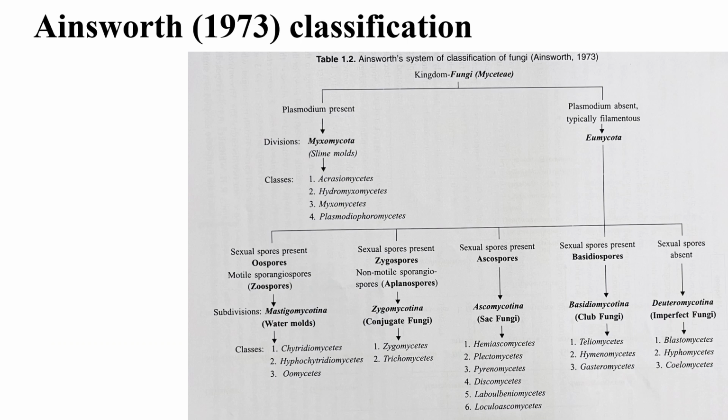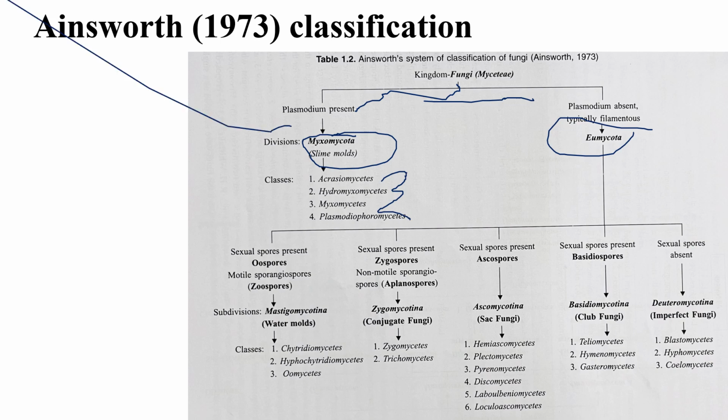Ainsworth further improved the previous classification. This is also a very important classification, and many textbooks follow the same Ainsworth classification. He divided the fungi into 2: plasmodium present and plasmodium absent. Plasmodium present is the Myxomycota group, the true slime molds, whereas plasmodium absent is Eumycota, the true fungi. Under Myxomycotina he placed Acrasiomycetes, Hydromyxomycetes, Myxomycetes, and Plasmodiophoromycetes.